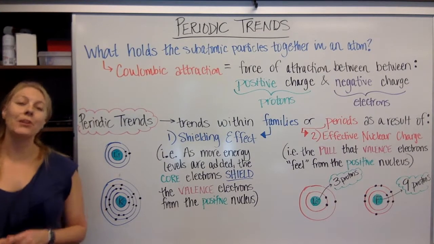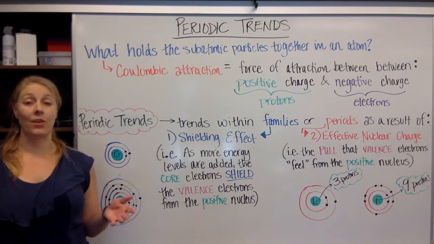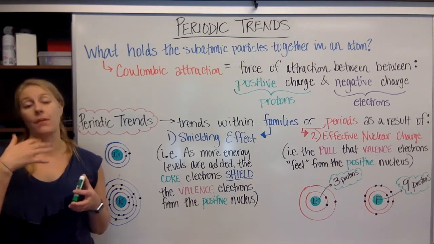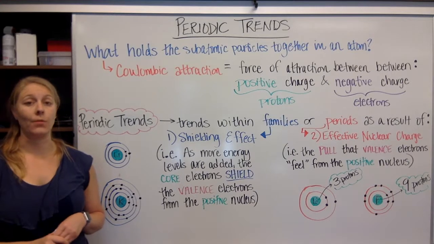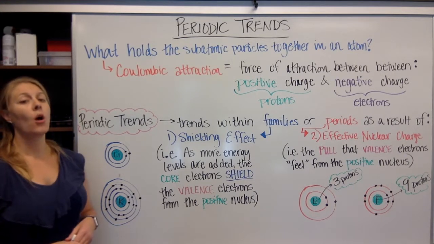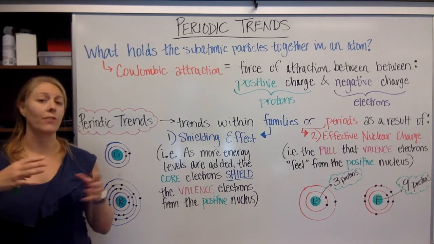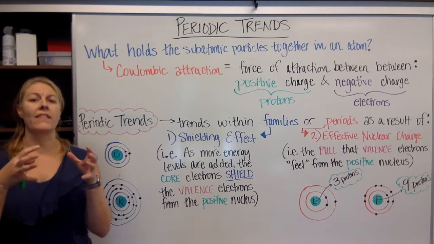Everybody! So today we're going to be looking at periodic trends that we notice on the periodic table and why we notice these different trends between atoms that we see on the periodic table. So I want to start with the question of what holds the subatomic particles together in an atom? Why are the electrons not flying away? What is holding this atom together?